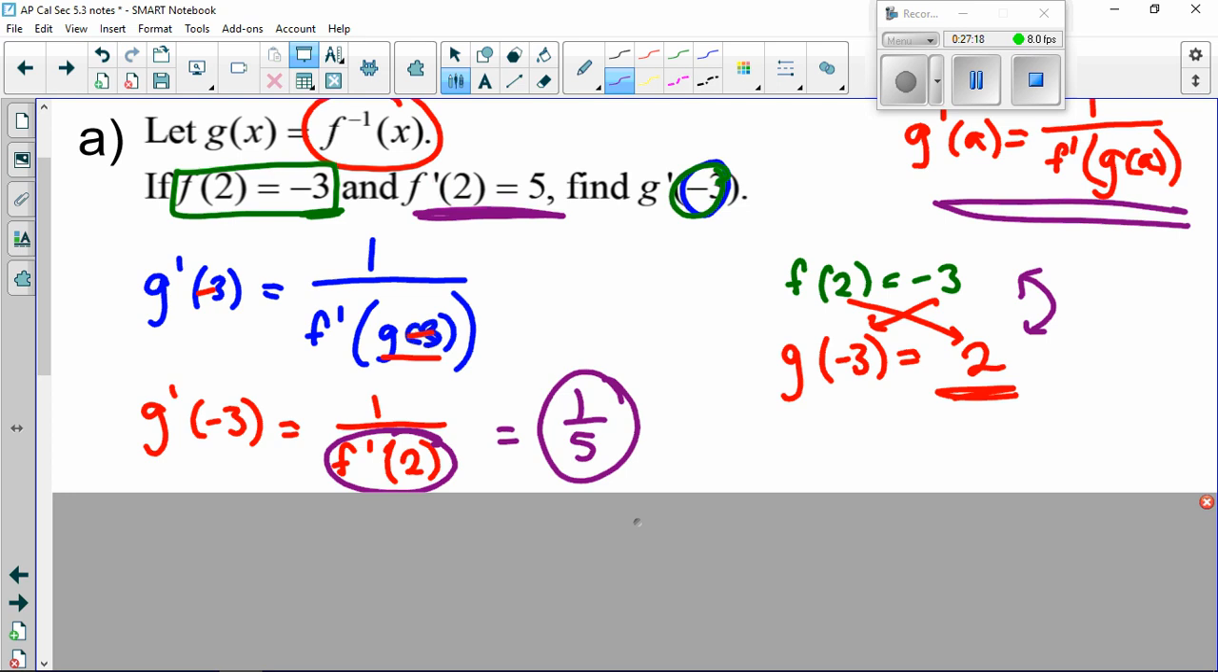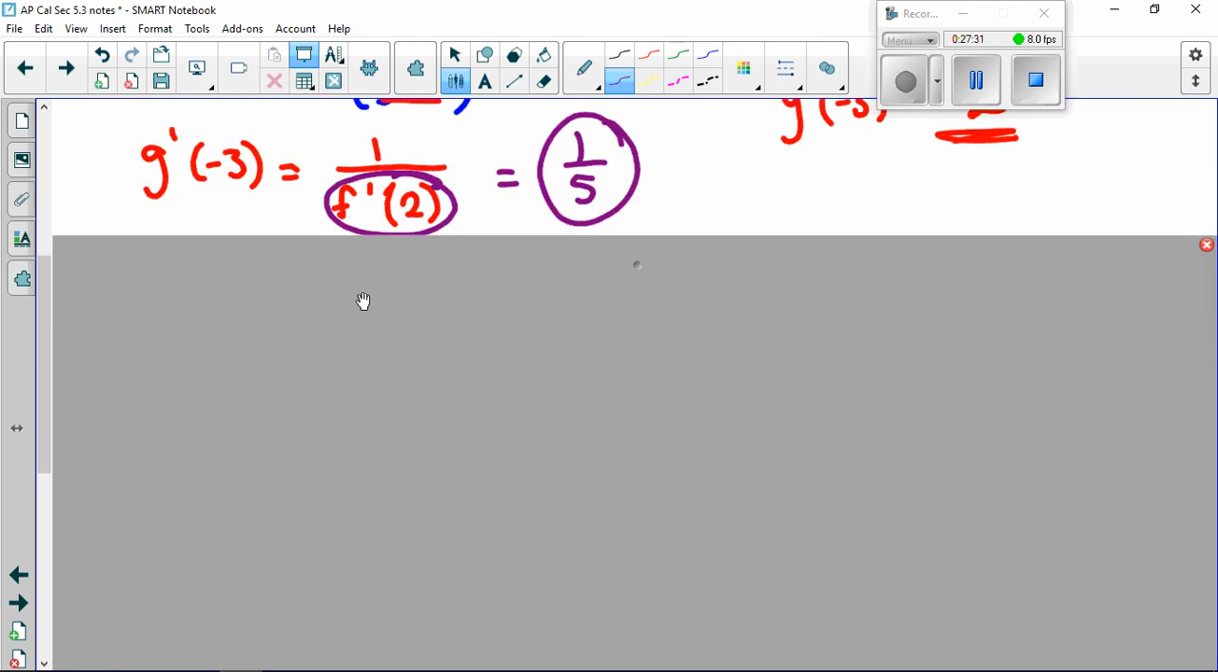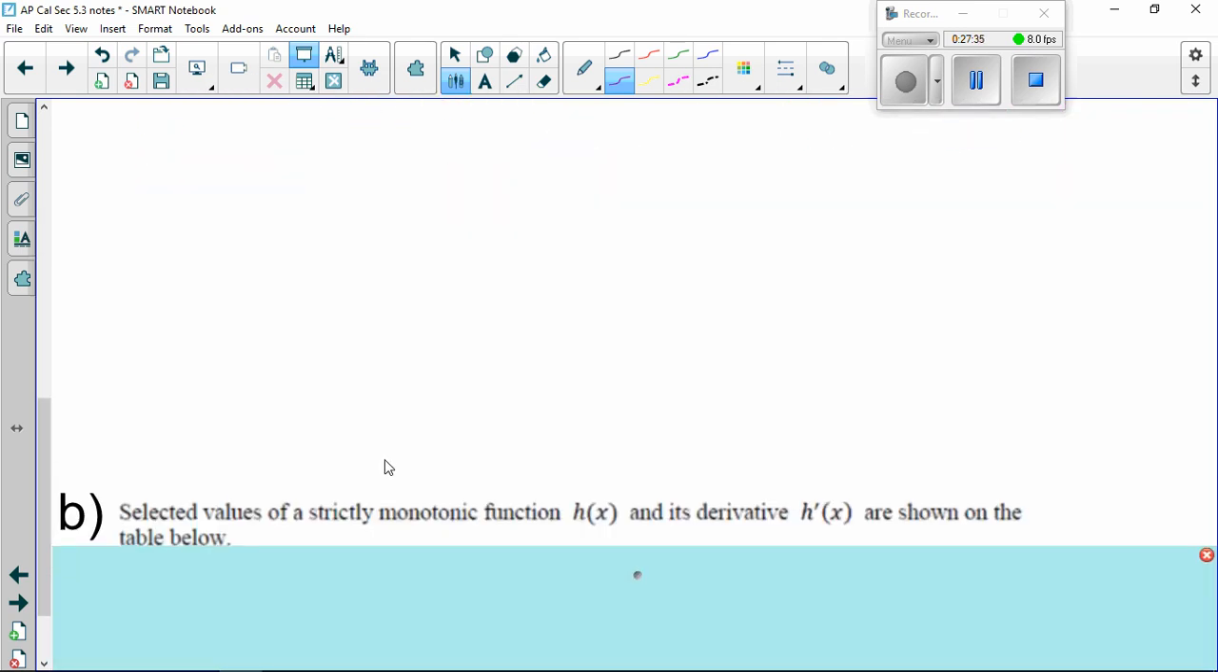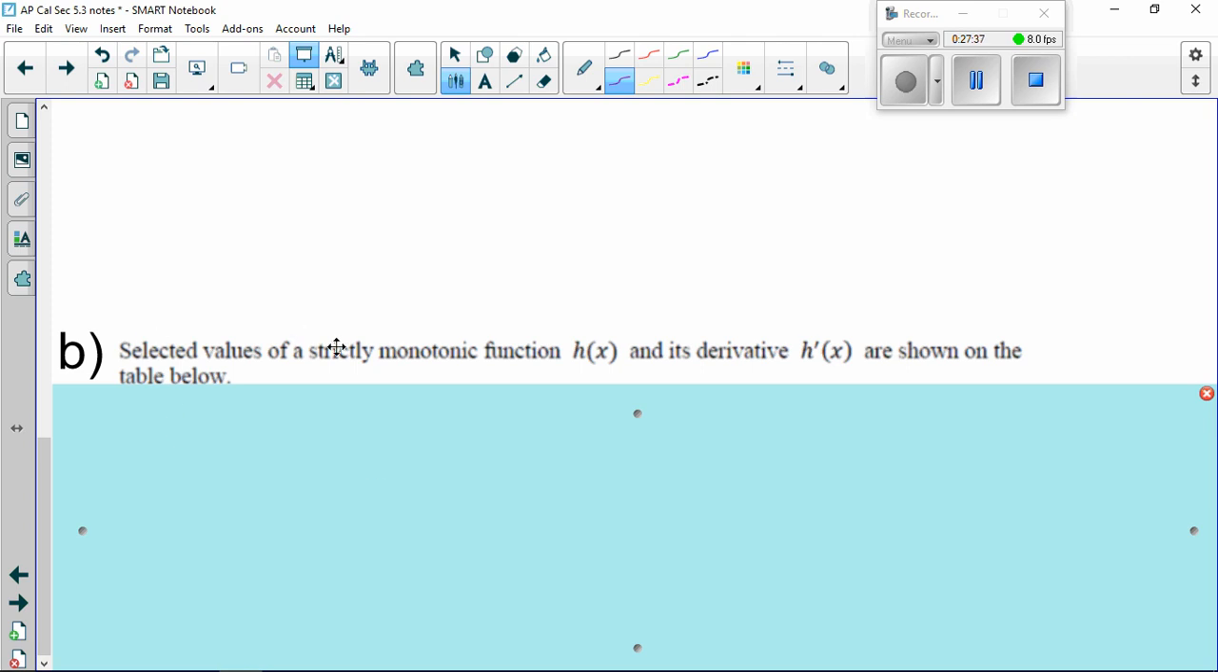And there's one more way that the AP can ask us questions. Sometimes they just give us very little information and we have to know this to be able to solve this. Or they give us one of their favorite things to give us, and they give us a table. Where's the table? There it is. Selected values of a strictly monotonic function. Okay, this is kind of superfluous information at this point because they're going to ask us to do some things, but all they're saying is that it has an inverse.